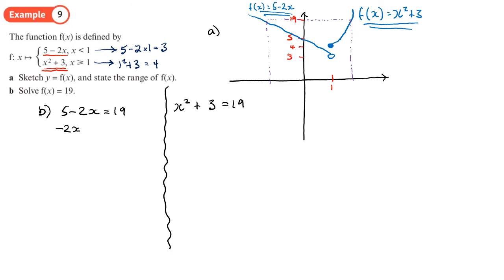So negative 2x, if I take away 5 from both sides, 2x equals 14. So x equals negative 7. That's basically negative 7 here. And then if I solve this one, x squared equals 16. Now we know that x would be plus or minus 4. But if we look at the graph, that can be plus 4, but minus 4 over here is not part of the x squared plus 3. So we ignore the negative solution and just go for x equals 4. So those would be the solutions.